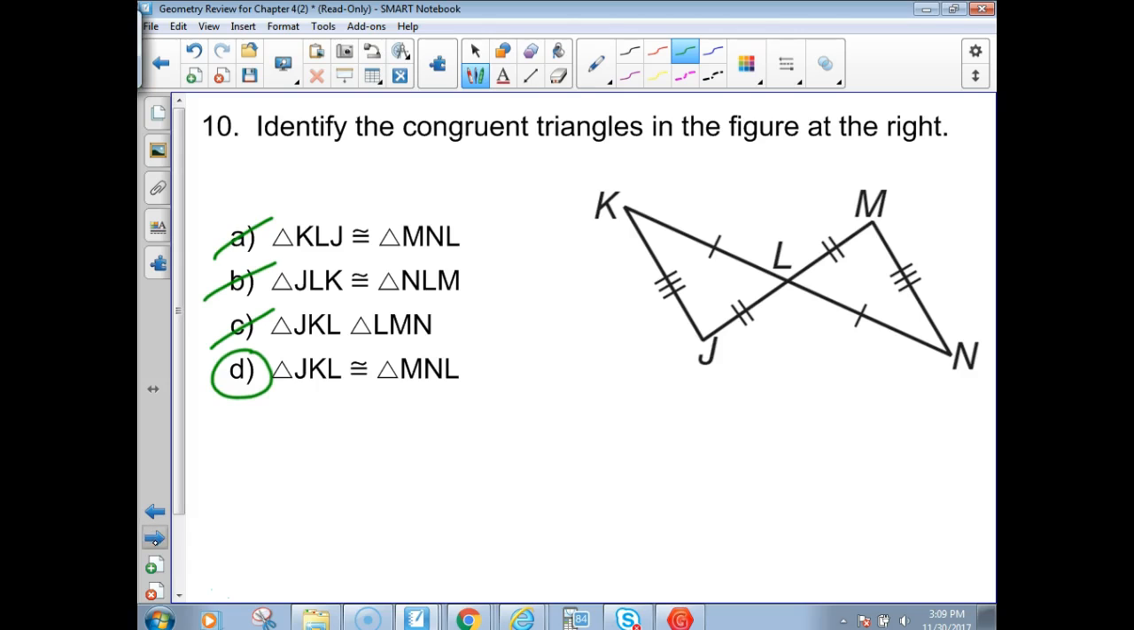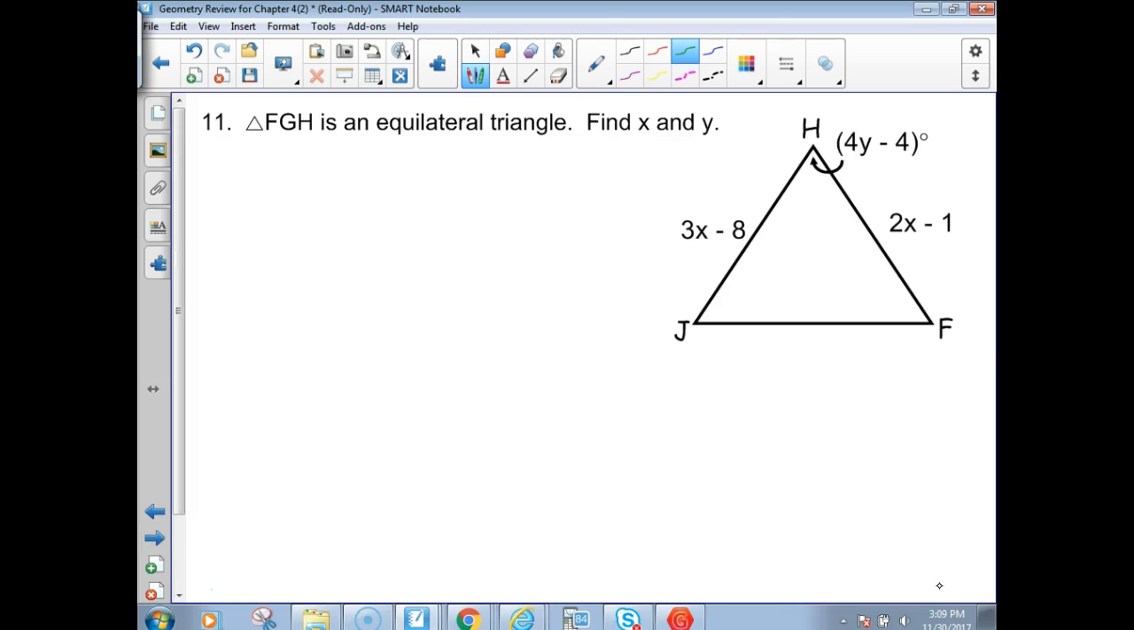I can tell that everybody has to turn their paper now. I hear paper turning. We are doing 11. All right, 11 is part of what might be on the quiz tomorrow for sure. Triangle FGH is equilateral. That means that all sides are the same. All equal sides. So that means we can set these two sides congruent to one another and solve for x. So we got 3x minus 8 equals 2x minus 1.